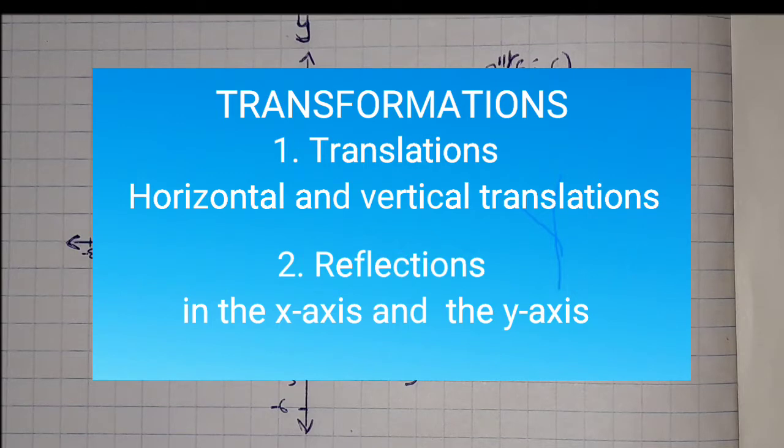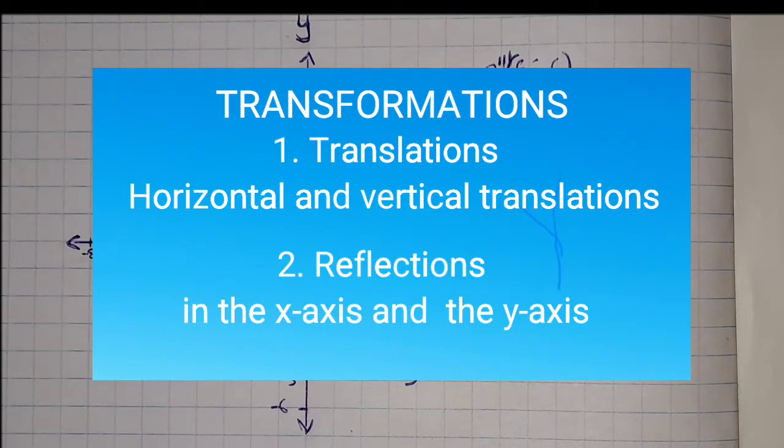The first one is horizontal translation, that is sliding a point or a figure along the x-axis, or the movement will be parallel to the x-axis, so it's either going to the left or going to the right. And then the vertical translation, you will be parallel to the y-axis, so it will be either going up or going down. Sometimes we do a combination of these two movements.